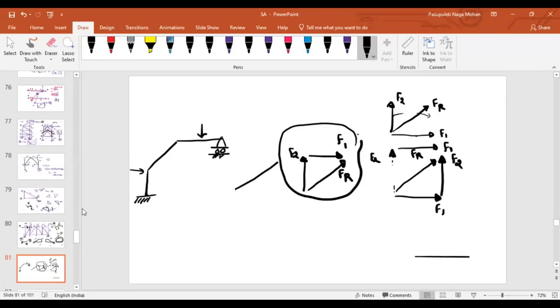First of all, tell me whether it is determinate or indeterminate. Sir, indeterminate, sir. Indeterminate to what degree? 1 degree, right? So here 3 support reactions will exist, and here 1 support reaction, so total 4 minus equilibrium equations 3. So total 1 indeterminacy.